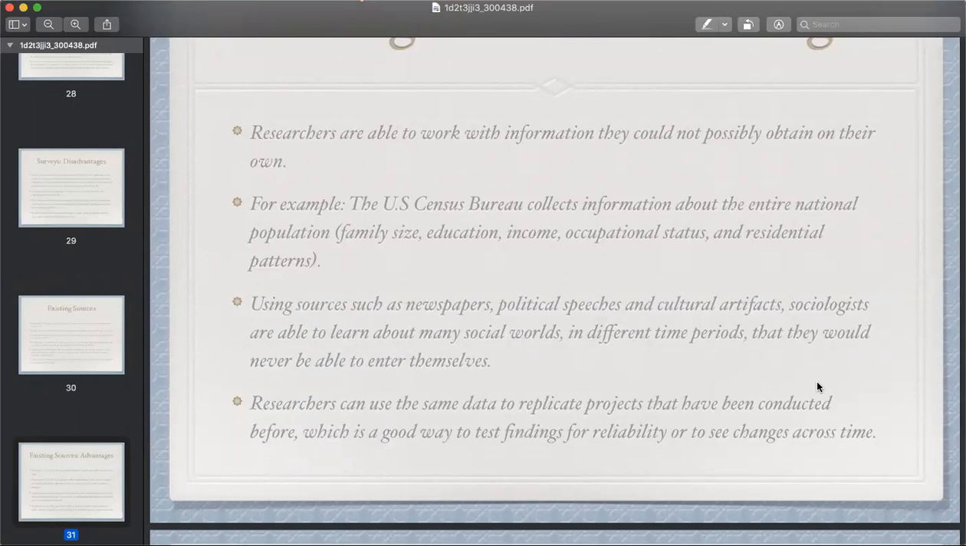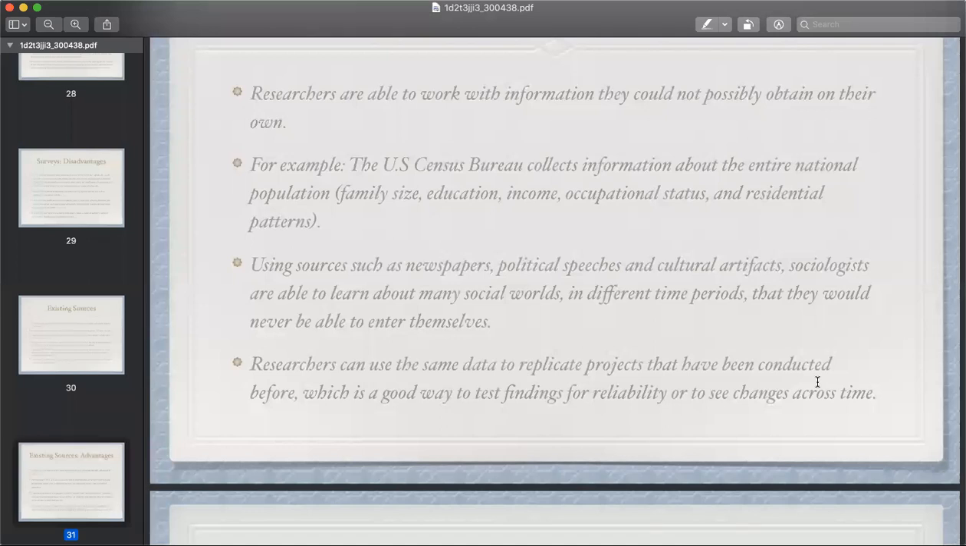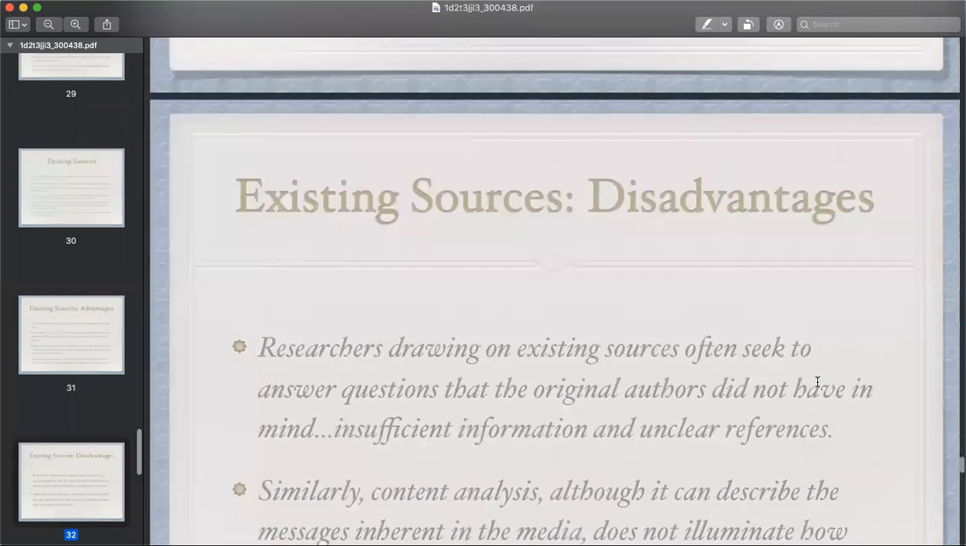Right? We can use political speeches, we can use newspapers, right, to begin to understand what was the mindset, what was the culture at that particular time? What type of language was used at that particular time? And in many ways, right, it provides us with a foundation to establish reliability. It provides us with a historical foundation for why we're conducting our studies.